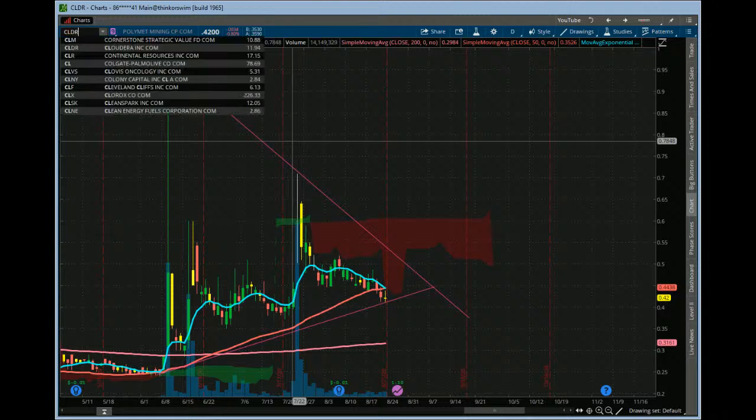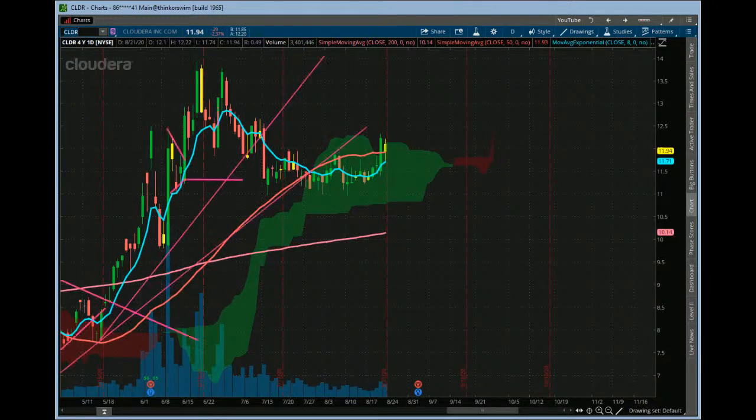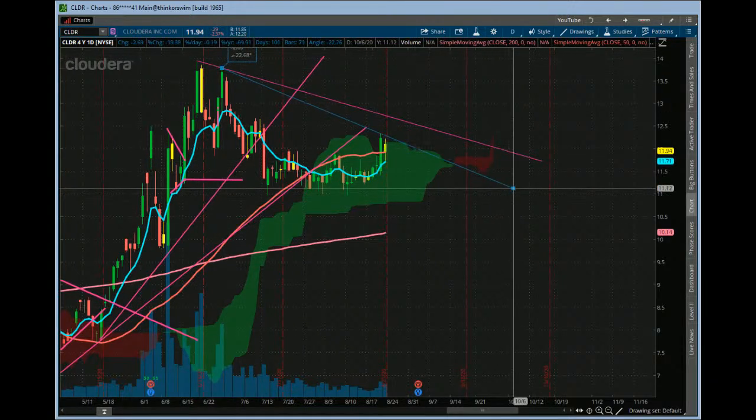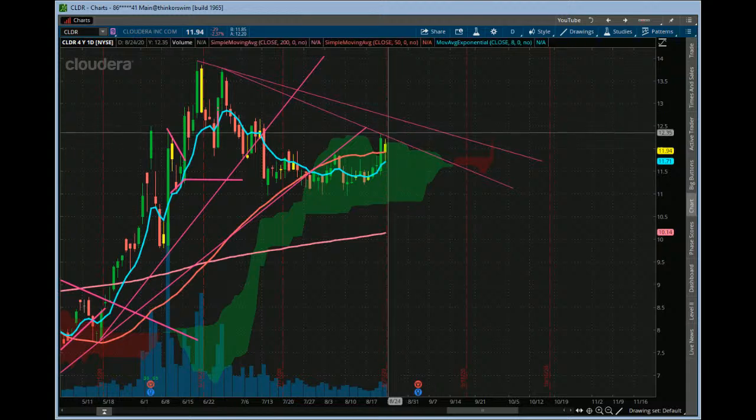CLDR, let's take a look. Inside day, let's see if we can break out here. I like how it's at the cloud right here. It's got some levels it's got to get above, right? Big geometric line right here, another one right here, right? So the inside day up could get a little bit of a move between that space right there.